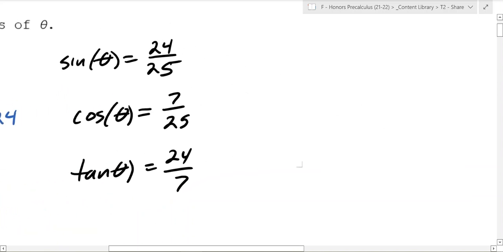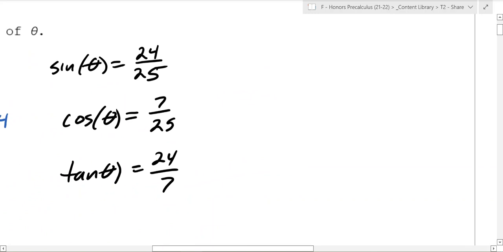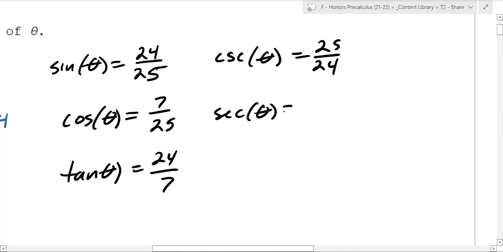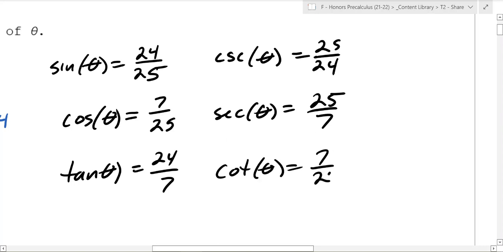And then there are 3 other trig functions that we need to know, and each of them is a reciprocal of these. So cosecant of theta is the reciprocal of sine, so that's 25 over 24. And then the reciprocal of cosine is going to be secant theta. It's going to be 25 over 7. And then cotangent of theta is going to be 7 over 24.